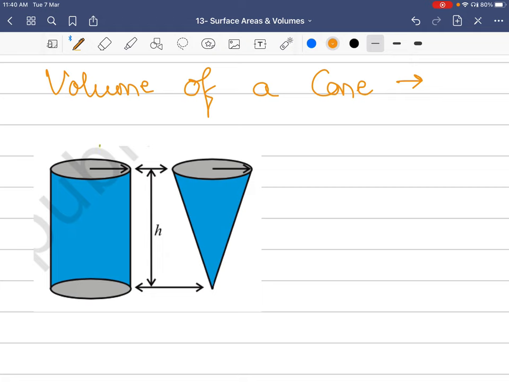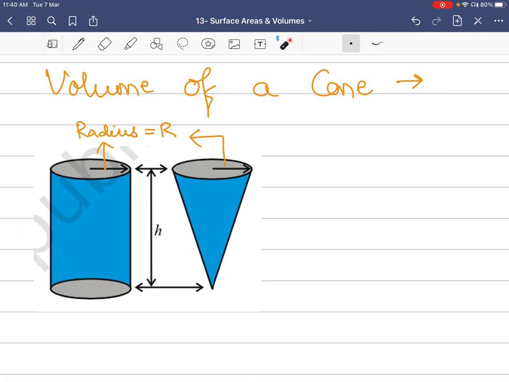So radius of the cylinder is r, and that same radius we are going to use for the cone as well. So radius of the circular base of the cone, r, is equal to radius of this cylinder. And height is also the same. The height of cylinder is equal to the height of the cone. So it's a small experiment that we're going to do.